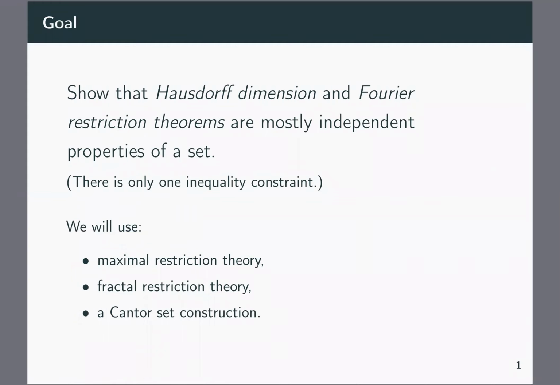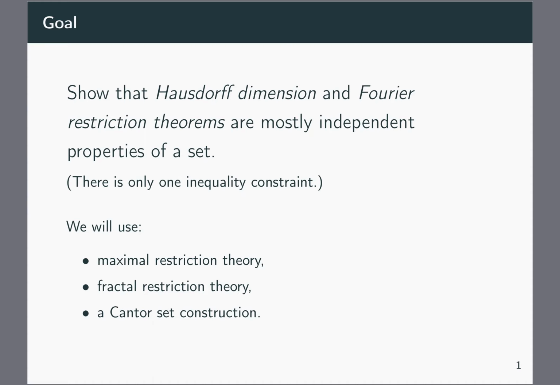Every set in Euclidean space has a Hausdorff dimension associated to it, which gives us a notion of its size, and the set may also have some Fourier restriction theorems. The goal of this talk is to show that these two properties of a set, Hausdorff dimension and Fourier restriction theorems, are mostly independent from each other, except for a well-known inequality constraint that always holds.